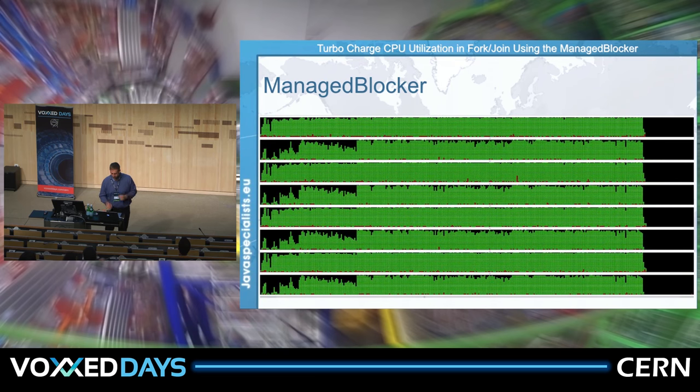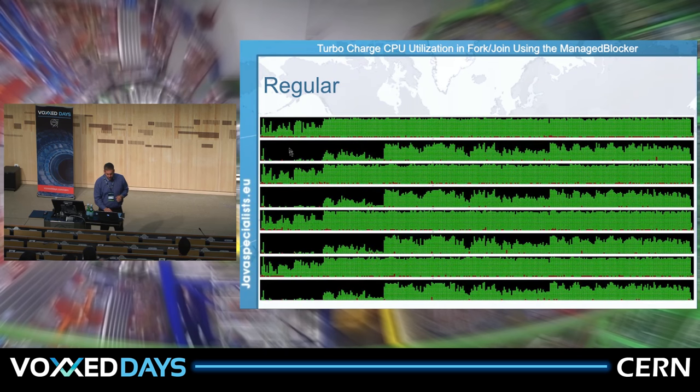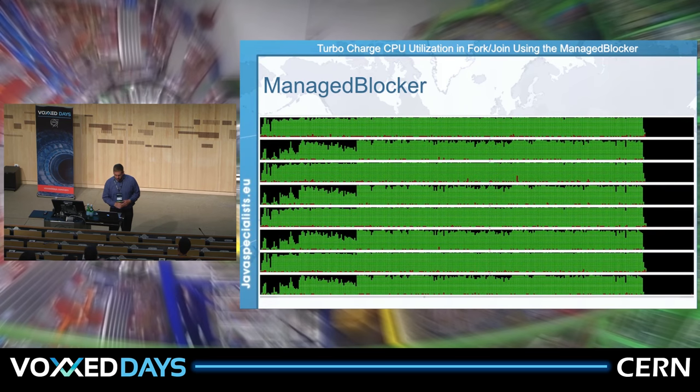Now, there are some differences. At the beginning, the real cores, it's a four-core machine with hyper-threading, so it's four real cores. The four cores have a fair amount of black at the beginning of the run, so it's not fully utilized in CPU. Once I've used the managed blocker, the black goes mostly away, so it's mostly green at the beginning. And this gives you about an 8% improvement in the performance of this particular calculation.